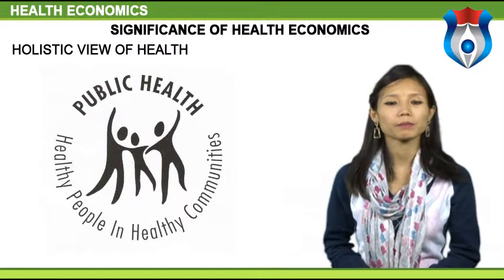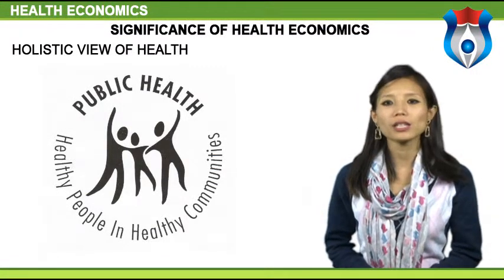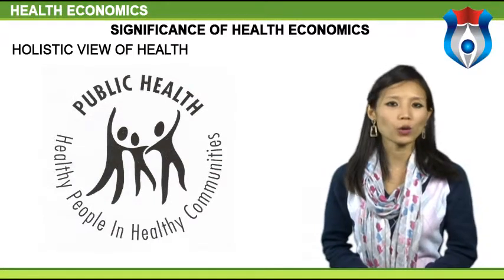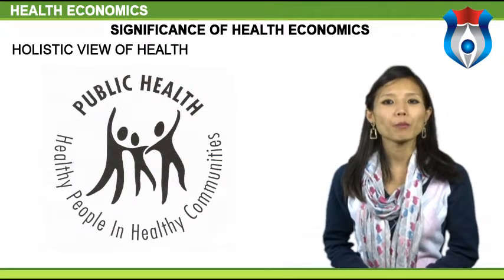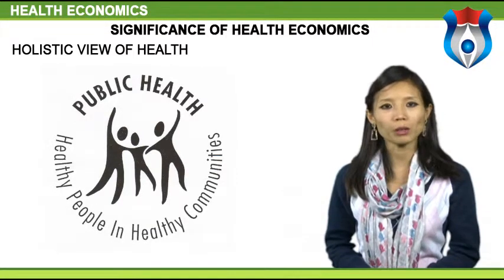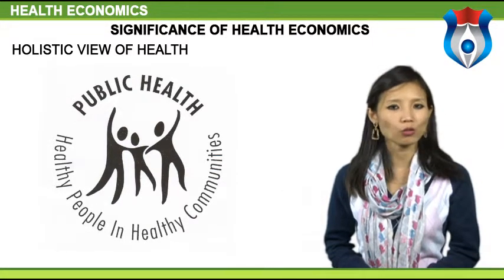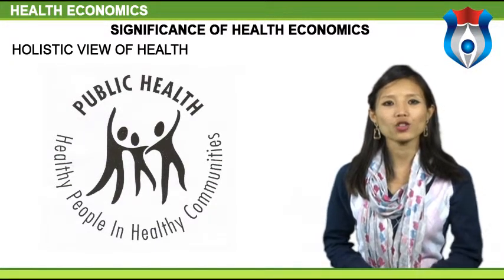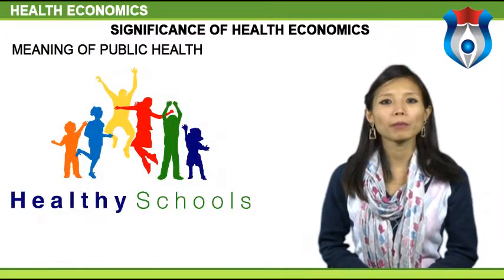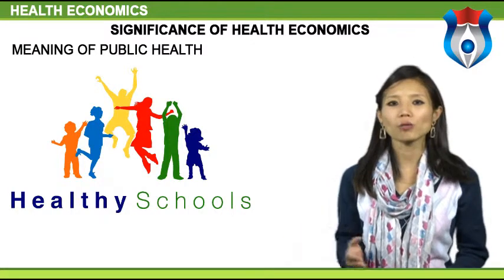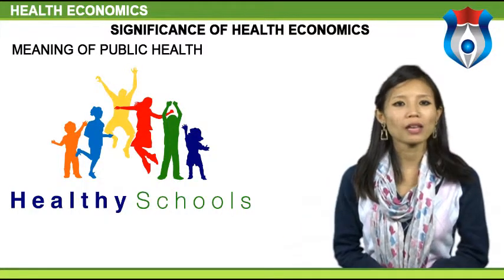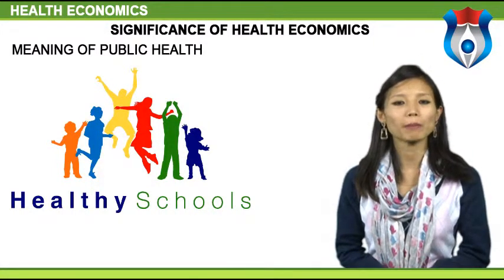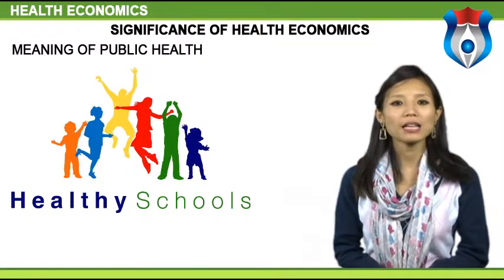Holistic view of health. The holistic perspective not only takes into account existing technologies and their organization, it also underlines the importance of social determinants that contribute to people's well-being, such as food availability and nutritional status of population, drinking water supply, housing, transport, education, employment, and last but not least, the status of women. Meaning of public health. Public health is the science and art of preventing disease, prolonging life and promoting health through the organized efforts and informed choices of society, organization, public and private, communities and individuals.